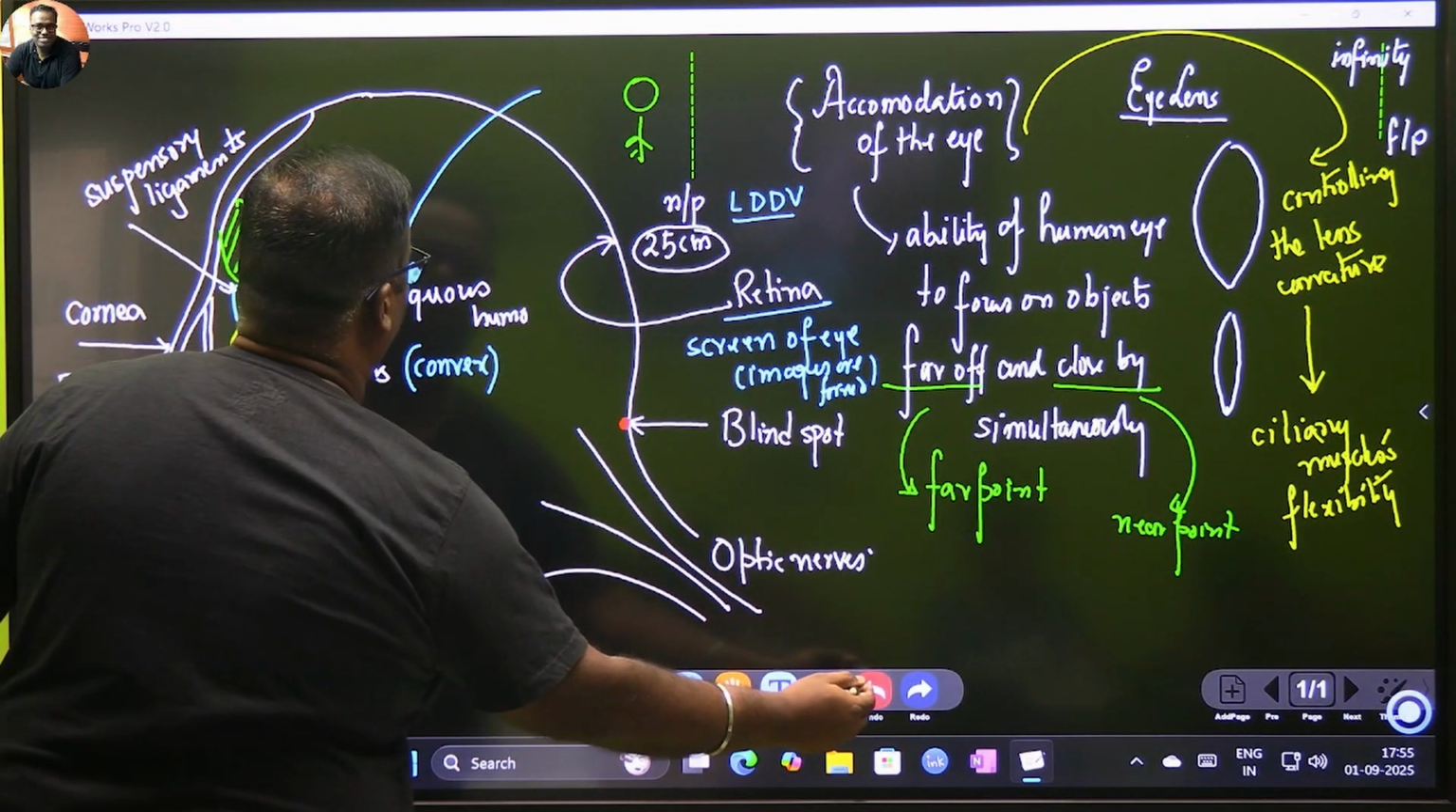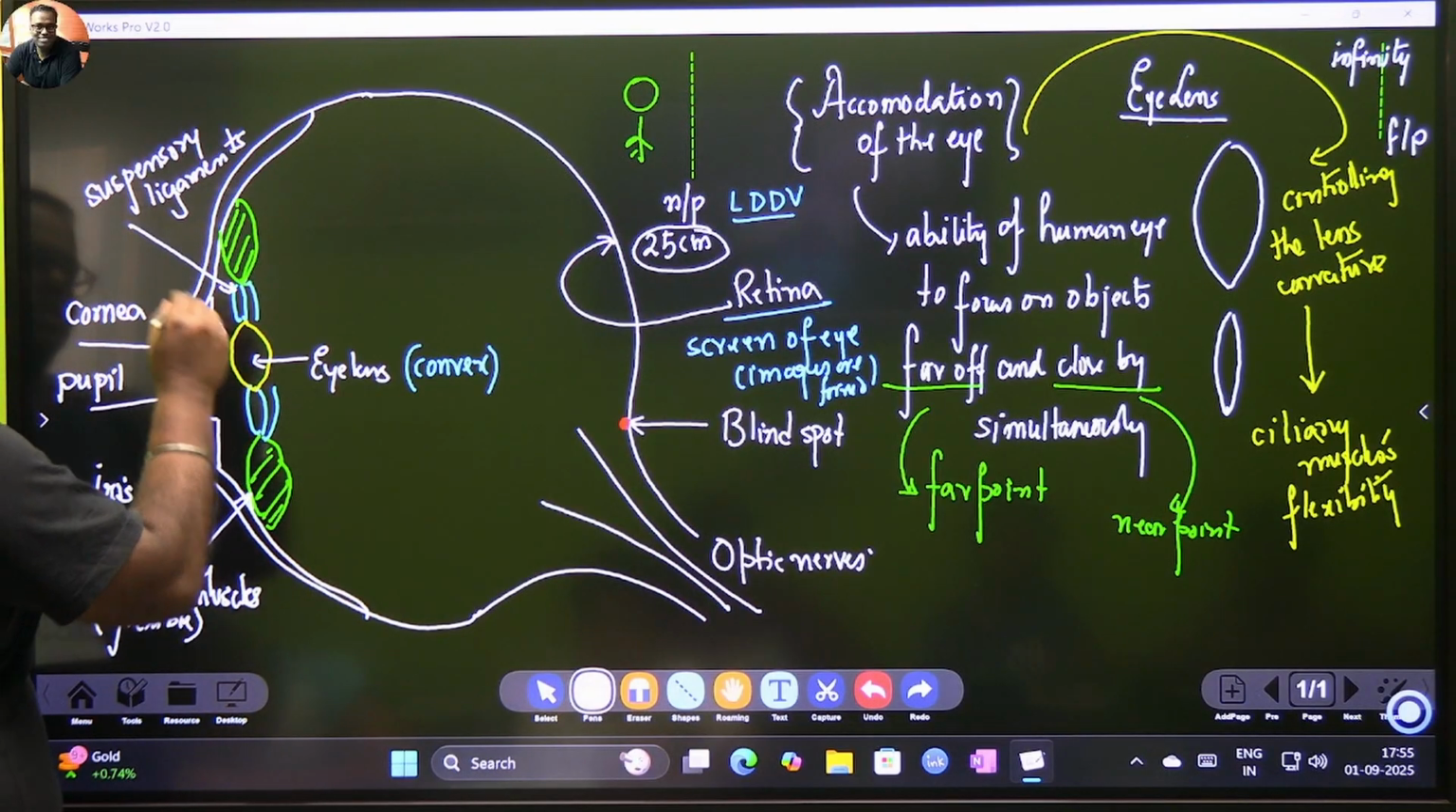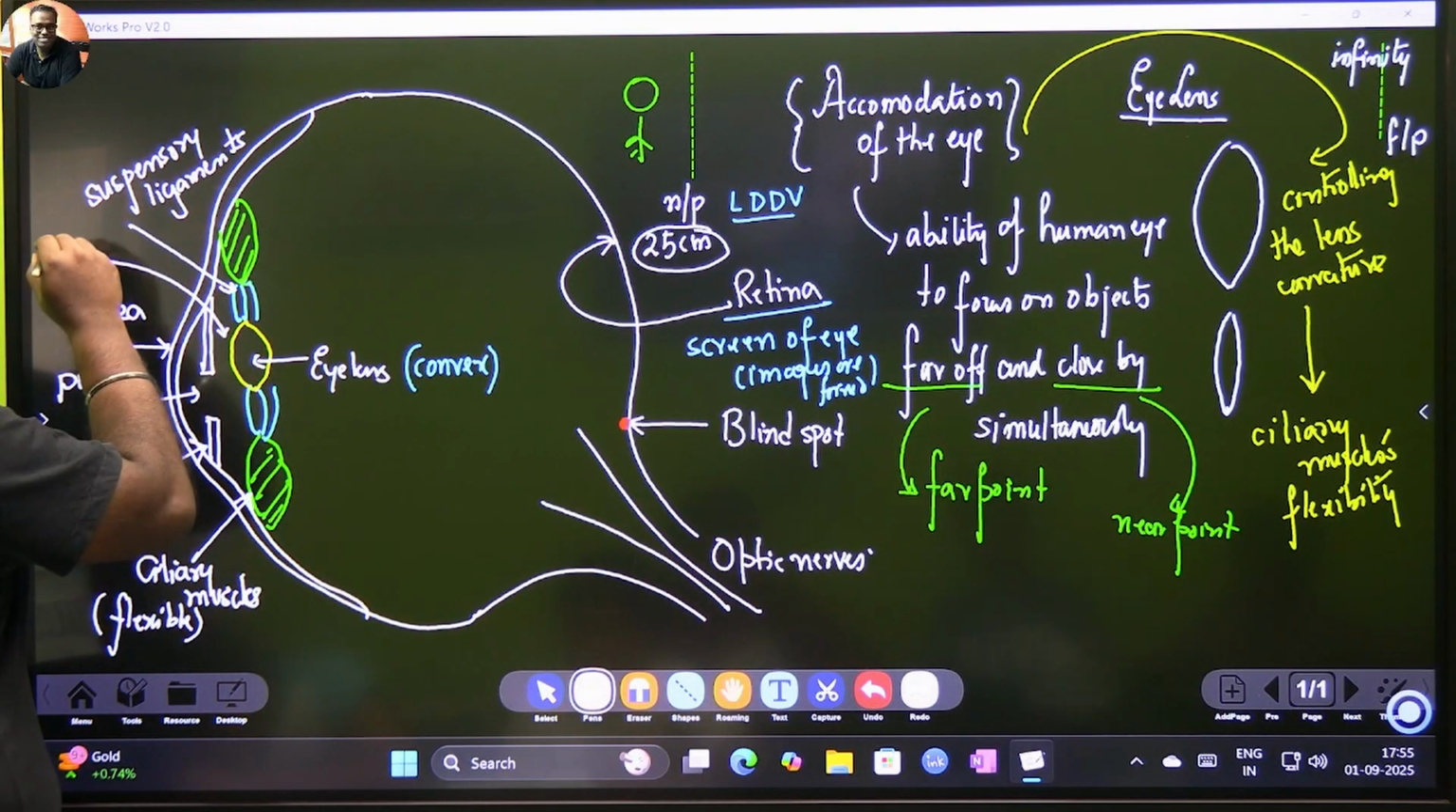I wrote that wrong for a minute. Yes, I think the aqueous humor is this side, before the lens. This is not required at grade 8 level, just for your understanding.